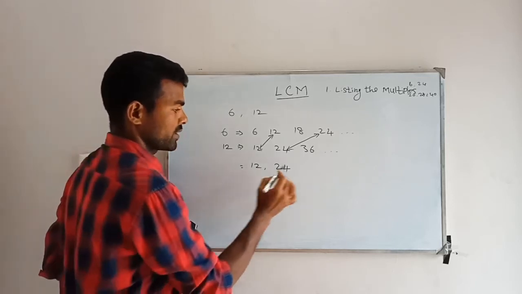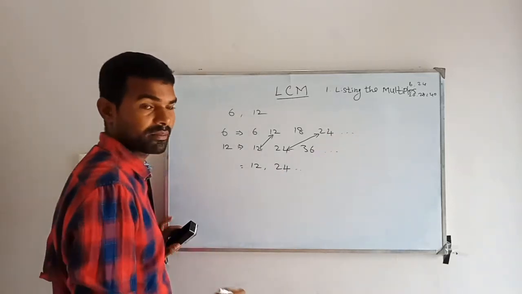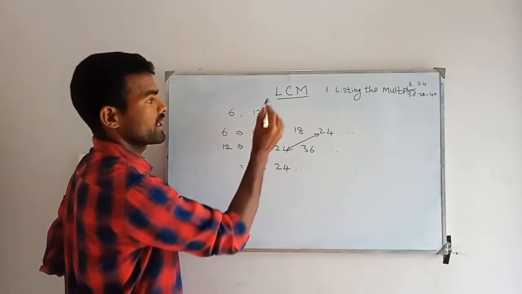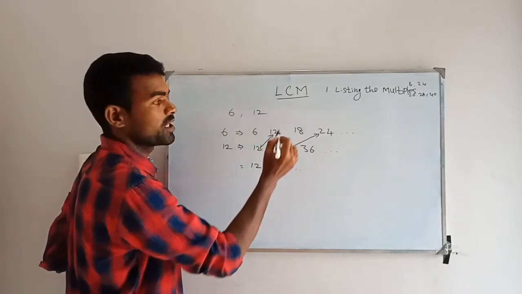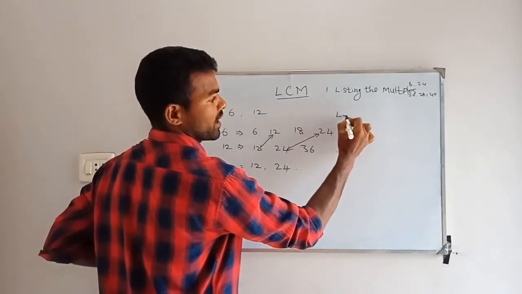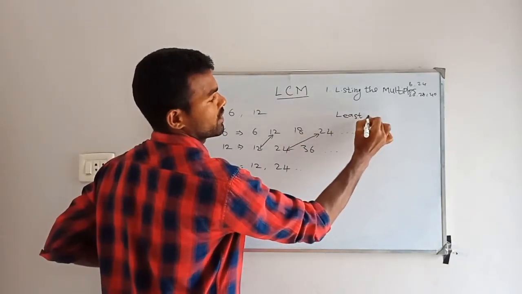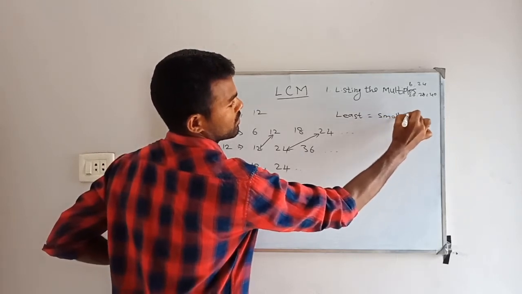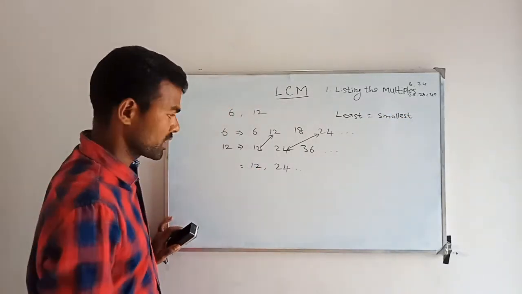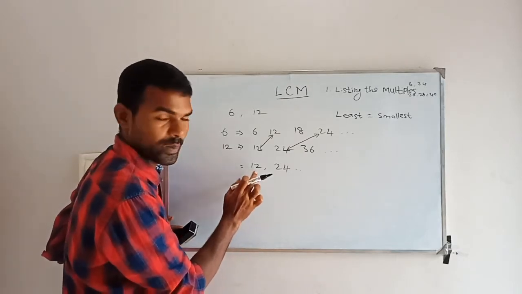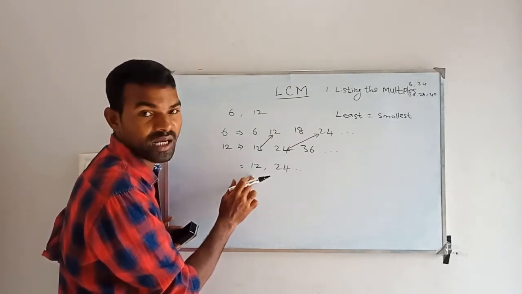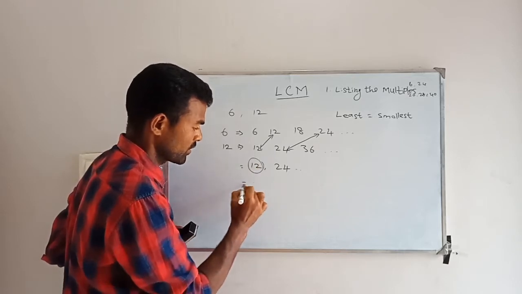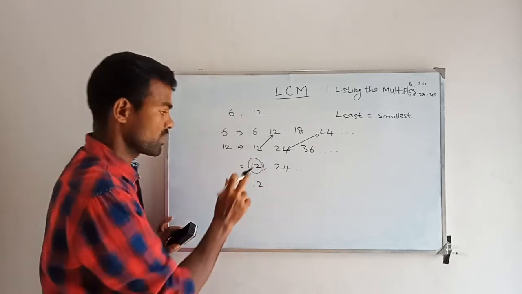Like this, multiples go on. Many numbers are there. So in this, which is the least number? LCM means least common multiple. Least means smallest. What is the smallest common multiple here? Smallest common multiple is 12. So the answer is 12.